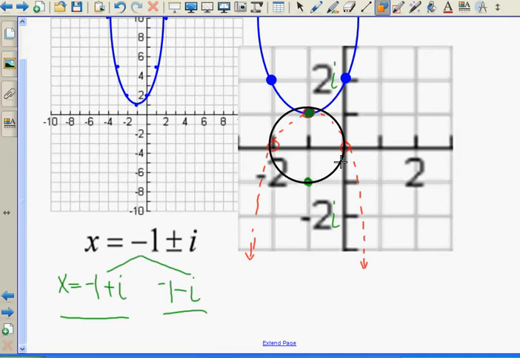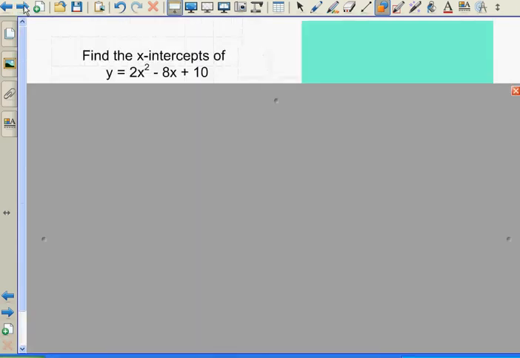Let me show you another one. So again, we reflected it upside down and looked at our imaginary roots with what our roots would be if it was reflected. It always makes a circle. Let's try another one so you can see this again.